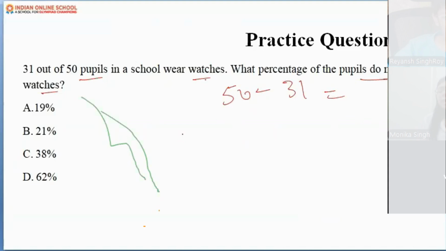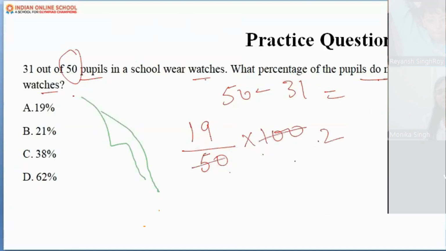Now we have to find out the percentage. And for percentage, what formula is there? Given number upon total number, and total number is 50, multiplied by 100, because we have to give the answer in percentage. So first of all, we find the number that do not wear watches, and then we calculate the percentage. So we get 38%.